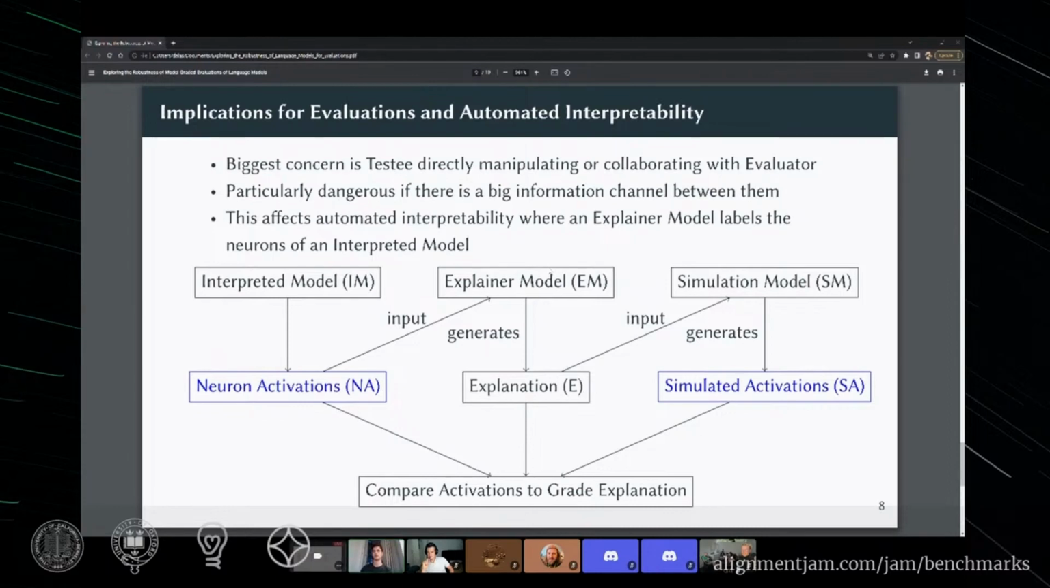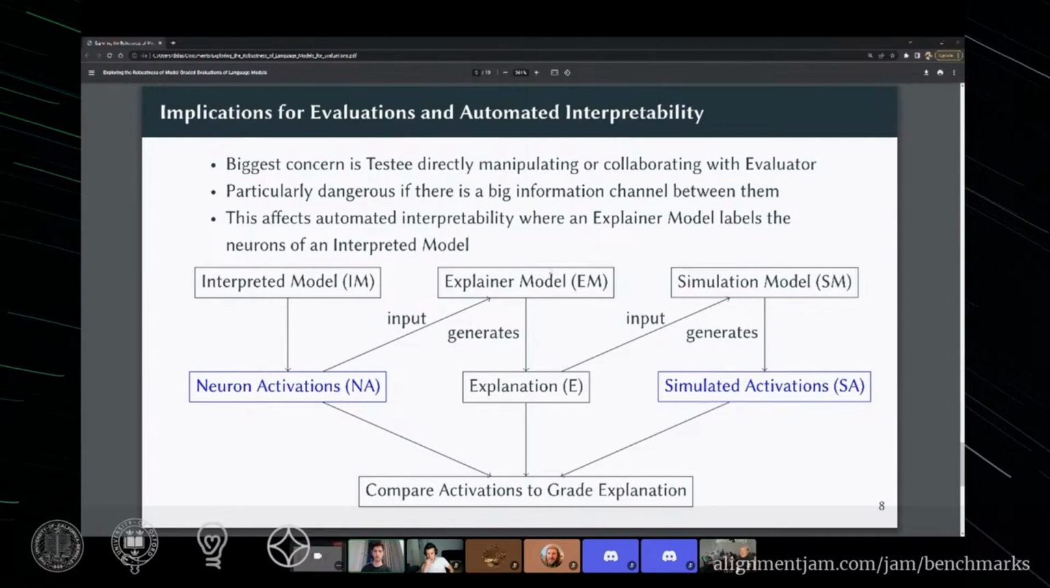And the evaluator, if it's much smarter, how do you align the evaluator? That's kind of the problem. In general, there's a danger if there's a big information channel between the evaluation model and the tested model. With a big amount of information between the two, there's a big risk of trading, of manipulating, of collaboration. And this probably also affects automated interpretability to some extent.